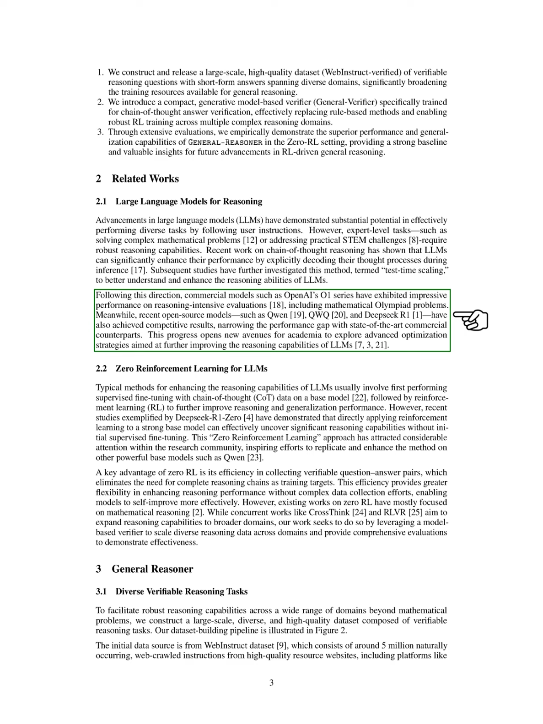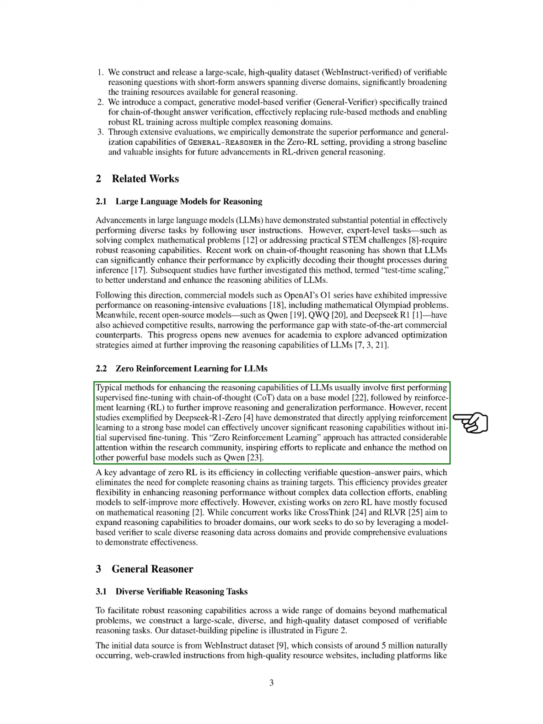We also explore a method known as zero reinforcement learning, RL, for LLMs. Typically, enhancing reasoning capabilities involves supervised fine-tuning with chain-of-thought data followed by reinforcement learning. However, studies like DeepSeek R1-Zero have shown that we can apply reinforcement learning directly to a strong base model to reveal significant reasoning abilities without prior fine-tuning. This zero RL approach has gained attention in the research community, prompting efforts to replicate and improve it on other powerful models like Qwen.